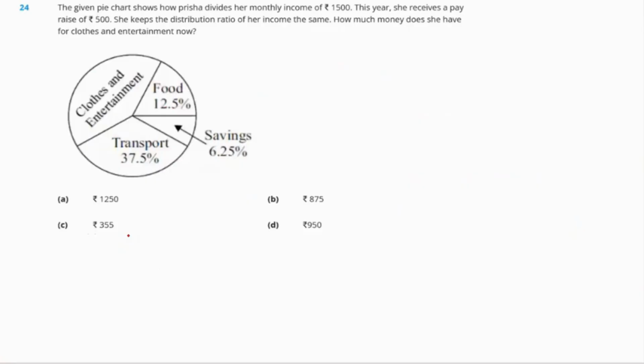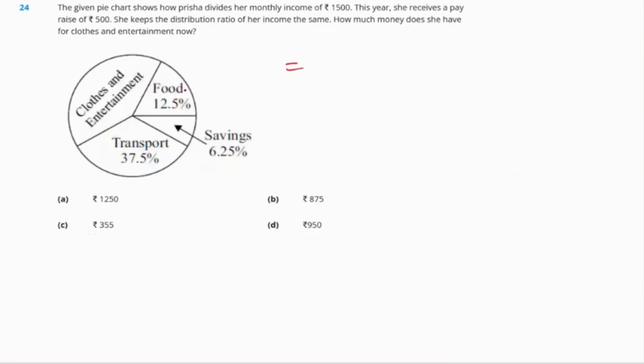Next question. The given pie chart shows how Prisha divides her monthly income of rupees 1,500. This year, she receives a pay raise of rupees 500. So, she keeps the same distribution ratio of her income. So, how much money does she have for clothes and entertainment now?